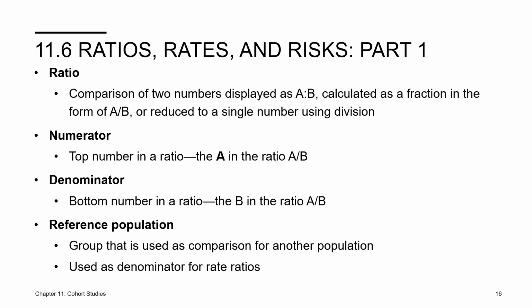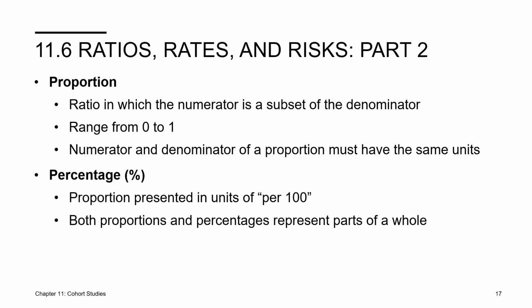And so in that equation, your numerator is the top number in the ratio, so the A. The denominator is the bottom number in the ratio, the B. And so typically your reference population is used as a denominator in the rate ratio. So if you're looking at a ratio of how many developed a disease, the number of people that had the disease were the A on the top, and then the reference population would be on the bottom.